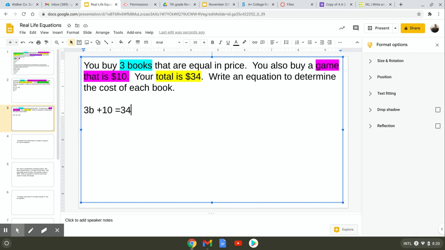Now that looks just like the equations we've been solving. So first we would subtract 10 from both sides, and we would get 3b is equal to 24. Then we would divide both sides by 3, and we would get b is equal to 8. So this tells me that each book cost $8. So we bought 3 books for $8. That equaled $24 plus $10 for a game, and our total was $34. Let's try another one.